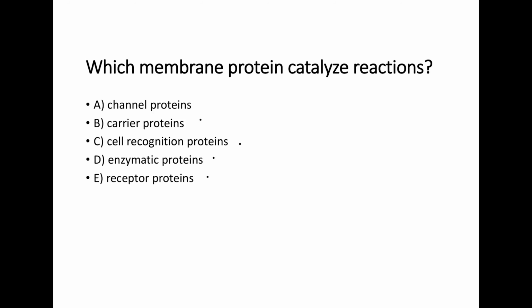And the answer is enzymatic proteins. Enzymatic proteins catalyze reactions, they can break things down, build things up. They're really important in the cell. All right, which membrane protein requires a ligand? Let's see, channel proteins, carrier proteins, cell recognition proteins, enzymatic proteins, or receptor proteins. I think I know the answer.